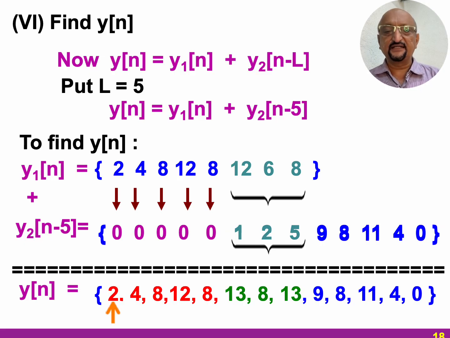This method is called the overlap add method, because in this method, the last part of the first signal overlaps with the first part of the second signal. Whatever portion overlaps, we have to add, and therefore it is called the overlap and add method. If you calculate this linear convolution by the linear convolution formula method, we will get the same answer.